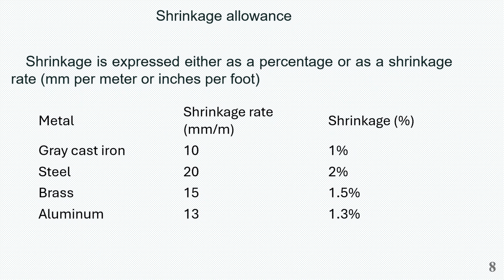Now let us see the shrinkage allowances for different materials, given below. For grey cast iron, the shrinkage rate is 10 mm per meter length, or in terms of percentage, 1%. For steel, it is 20 mm per meter length, or 2%. For brass, 15 mm per meter length, or 1.5%. Aluminum is 13 mm per meter, or 1.3%. So either you can take the shrinkage rate or the percentage to calculate the final dimensions of the pattern.